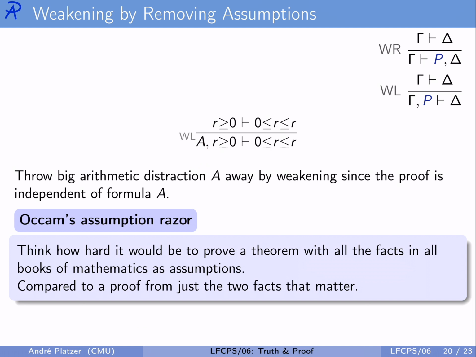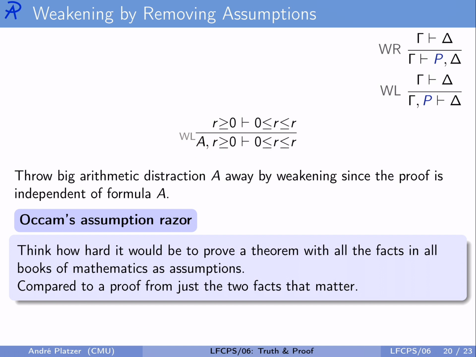Remember, your proof in sequent calculus is carefully managing exactly the set of assumptions that you have available. It's not telling you which of them are useful. If you have a very complicated arithmetic formula, that can be a big distraction to the real arithmetic decision procedure. This is essentially Occam's assumption razor. Think of how hard it would be to prove a theorem if you have all the facts and all the books of mathematics available as your assumptions. It's going to be a gigantic implication with lots of assumptions, and they're not helpful compared to trying to do a proof if somebody gives you just the two facts that actually matter for your argument.